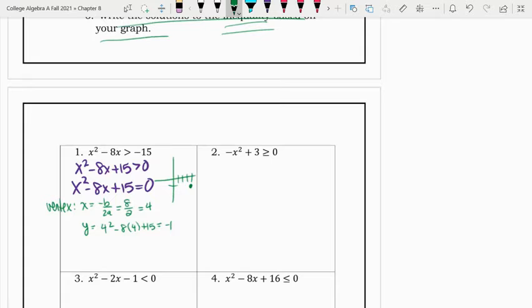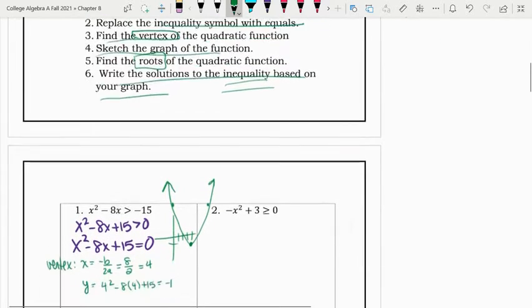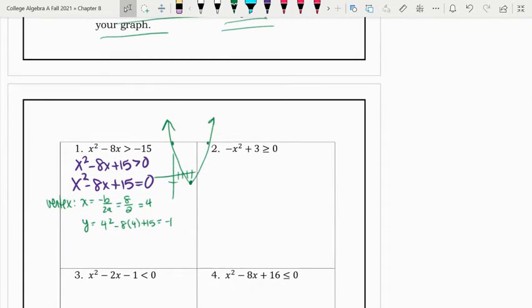I can see my y-intercept is up here at 15. So I can see that this graph's going to do something like this. All right, find the roots. So when I find the roots, that means set that equal to 0. So roots will be x minus 3, x minus 5. We can factor that, so let's use that. So my roots are at 3 and 5. So this is 5. This would be 3.